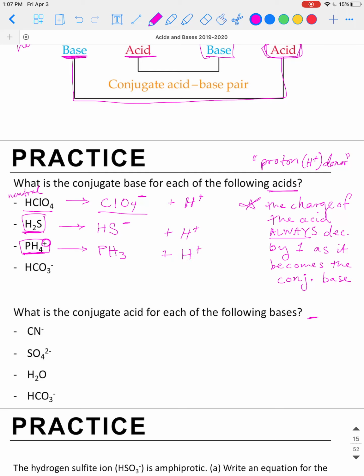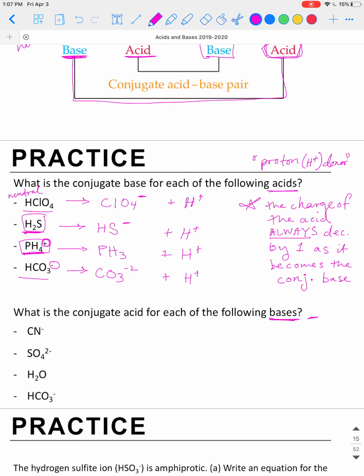So if it was a +1 here, decrease it by 1, makes it neutral. We gave away a hydrogen. Now we have HCO3 minus. Draw the same molecule with one less hydrogen. So CO3, and take into account we have a -1. We're going to decrease it by 1. So -1 minus another 1 makes -2. And we gave away that H plus. So these are all the conjugate bases of these acids.